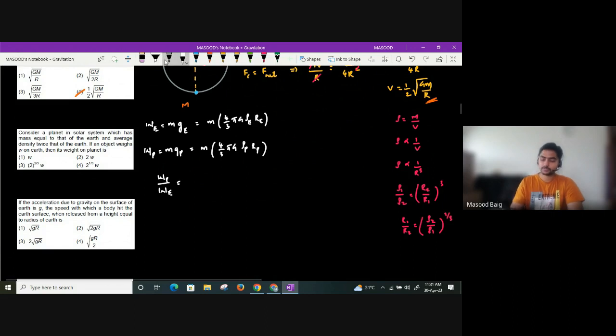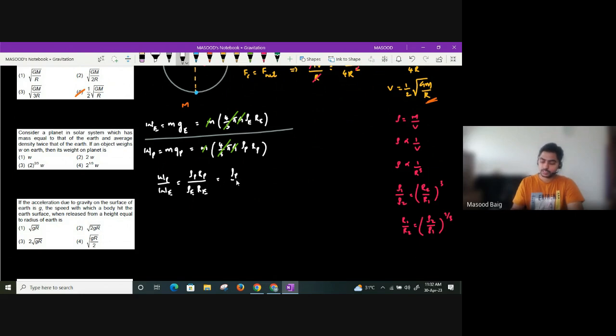Right, what will happen if we are dividing these two, guys? What will happen now? Small m gone. 4 by 3 pi, 4 by 3 pi gone. G gone, G gone. So what will I get here? Planet to earth I am taking. So it will be density of planet, radius of planet divided by density of earth, radius of earth. Masses they have said are equal, guys.